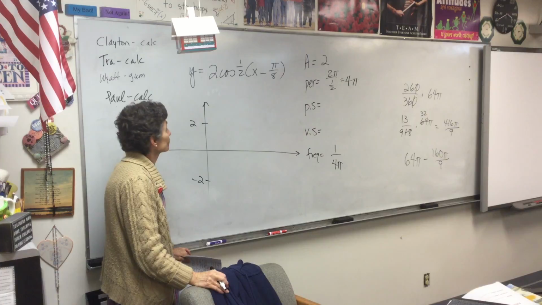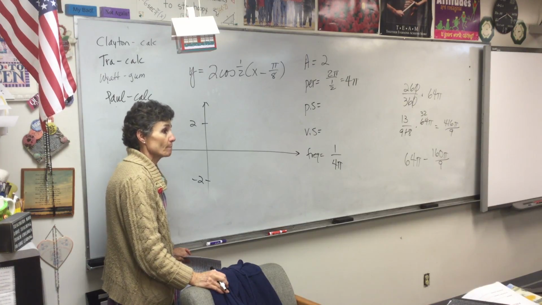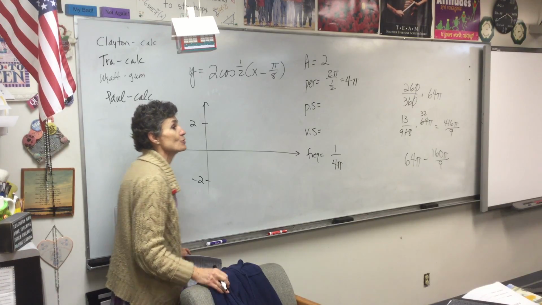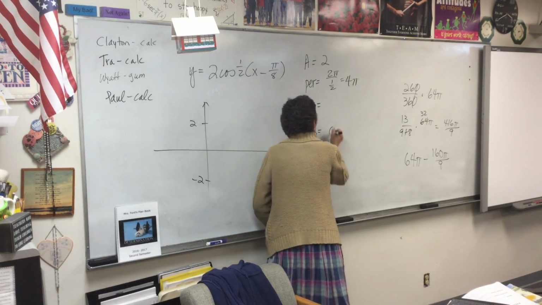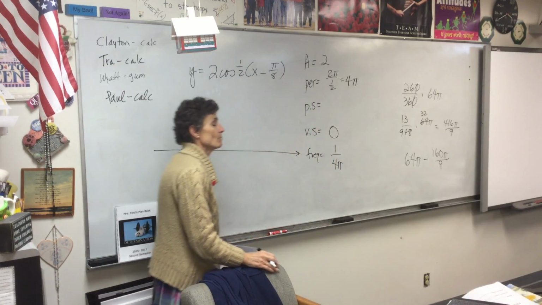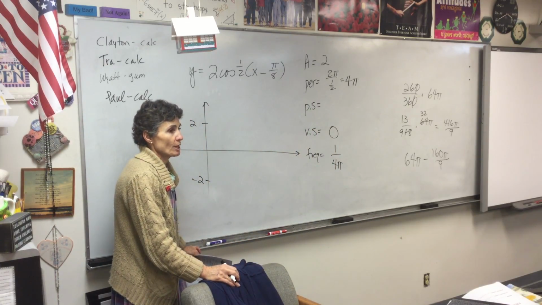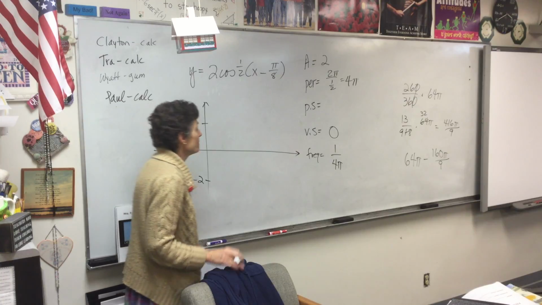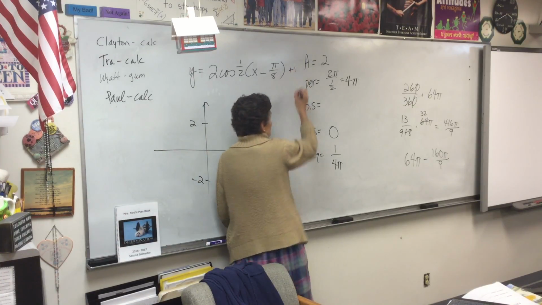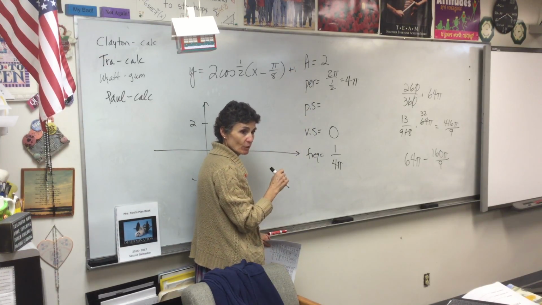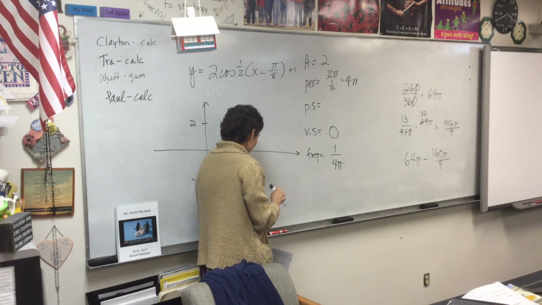And the vertical shift is like what, 1/2 times pi, negative pi over 8. There's no vertical shift. Oh, the vertical shift is 0. Why is there no vertical shift? Because it's not outside. Because there is no like +1 on the end. That would be a vertical shift, right? Don't have that.